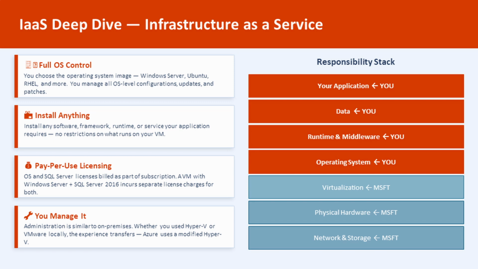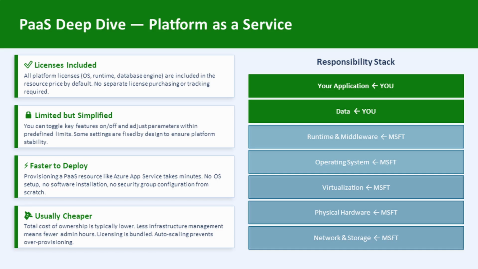Looking at the responsibility stack on the right, everything from the operating system upward is your responsibility. Microsoft only manages the virtualization layer and the underlying physical infrastructure. Now let's look at PaaS, and the contrast with IaaS is striking. When you create a PaaS resource in Azure, the process is significantly simpler. Microsoft has already taken care of the operating system, the runtime environment, the middleware, and all platform licensing. You arrive at a fully configured, fully licensed platform ready to receive your application.